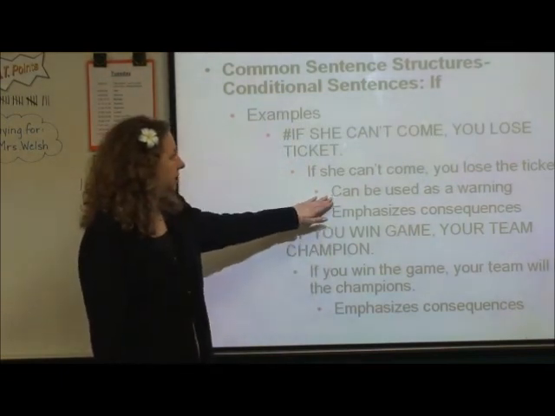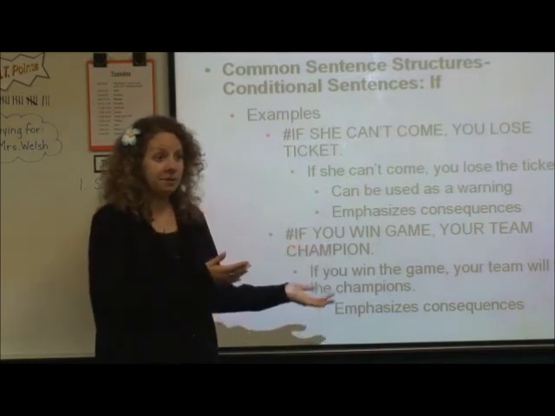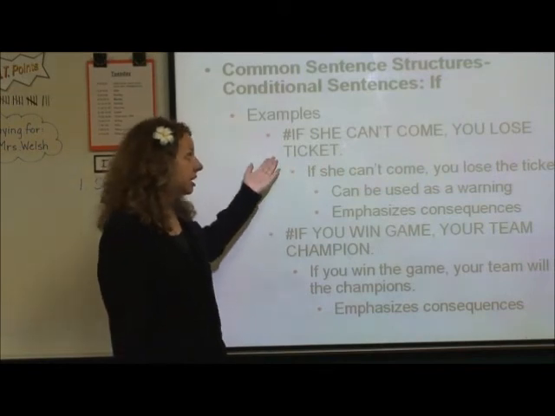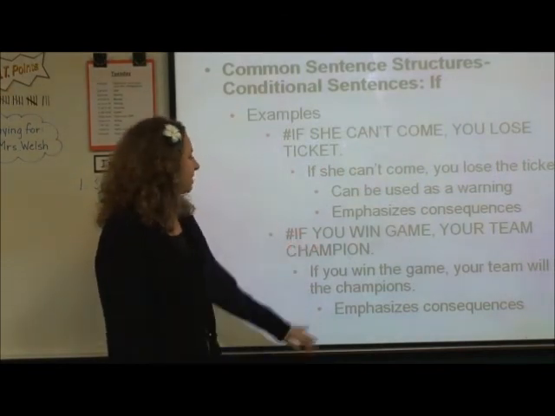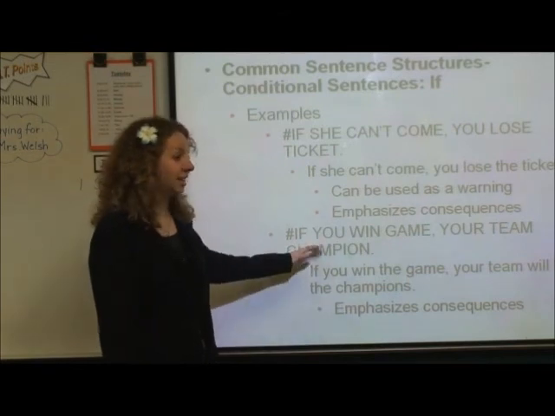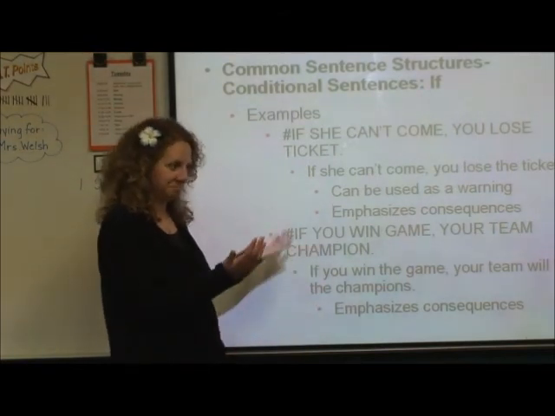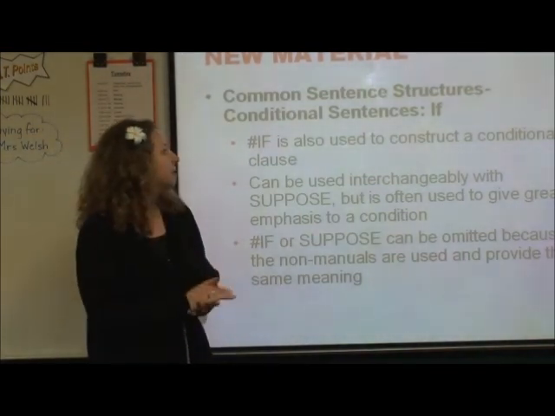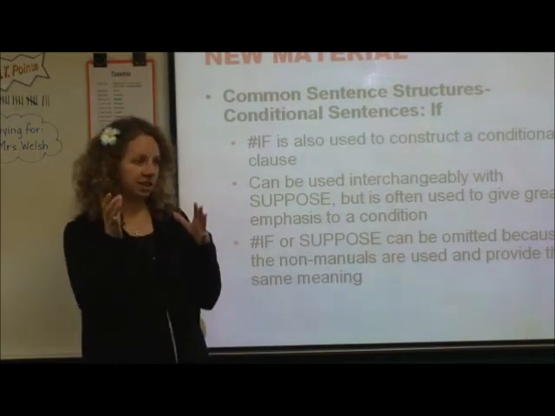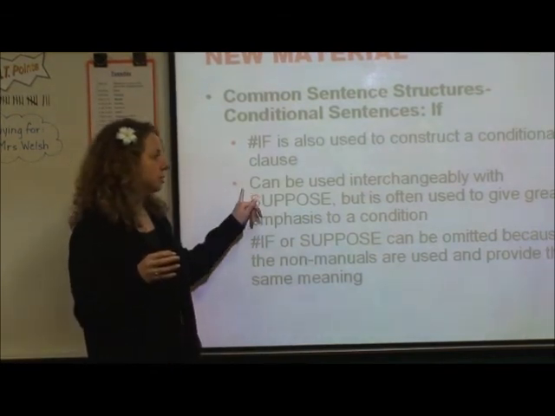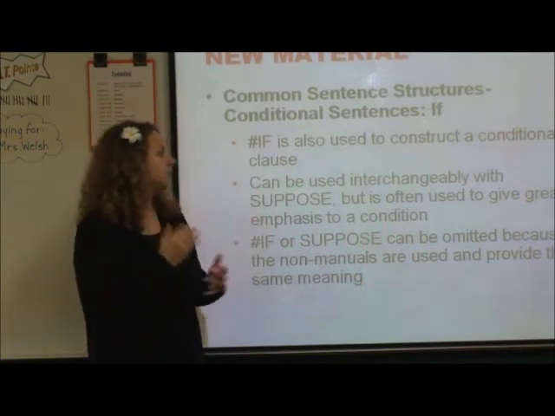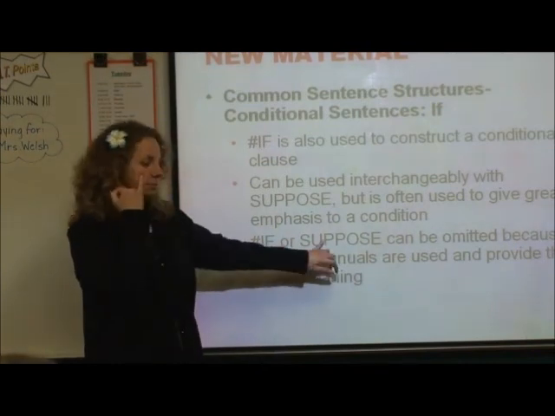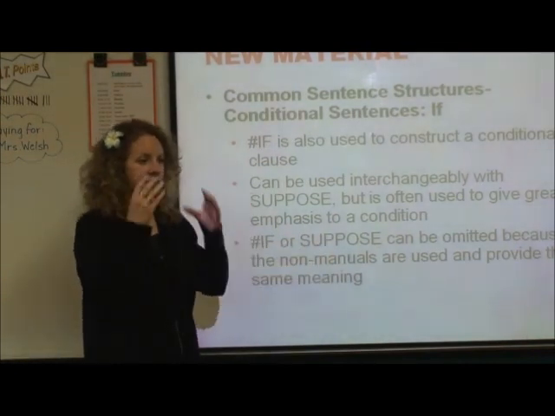And then the other one is it can also be used as a warning, like, hey, if this happens, then this is going to happen too, so think about this, like maybe you really need to get her to come. And then in this one, it emphasizes the consequences, like, hey, you're not going to be in the championships if your team doesn't win. Okay, so when we do the if this way, or this way, whichever, it's used to construct a conditional clause, the second part of the sentence. So it can be used interchangeably with the suppose this way, but is often used to give a greater emphasis to a condition. So using the if or the suppose, okay.